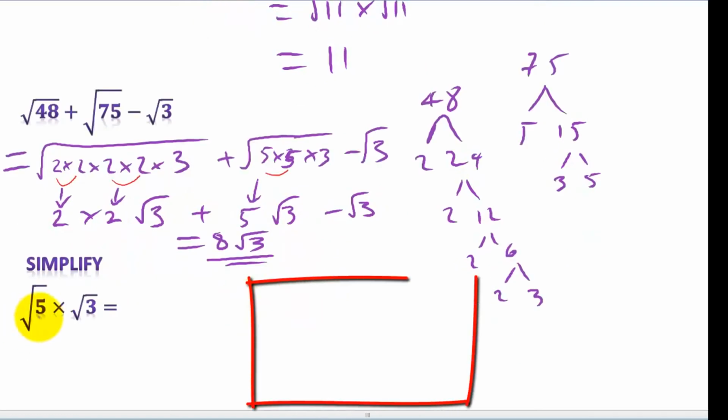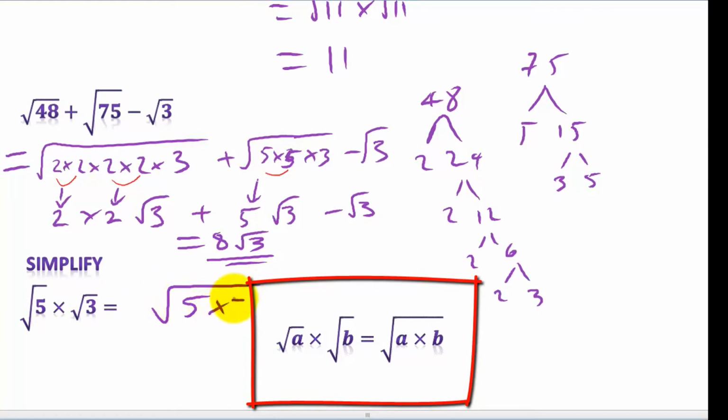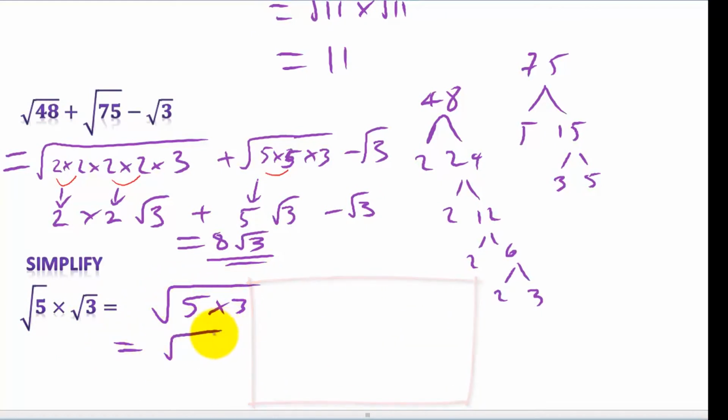Okay, here we got the square root of 5 times the square root of 3, and that just gives us the square root of 5 times 3, which is equal to the square root of 15. We've got no numbers to take out, but this is definitely much simpler than writing this. We're going to look at this.